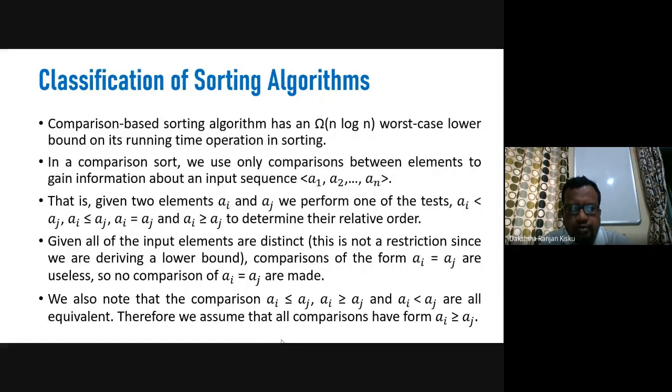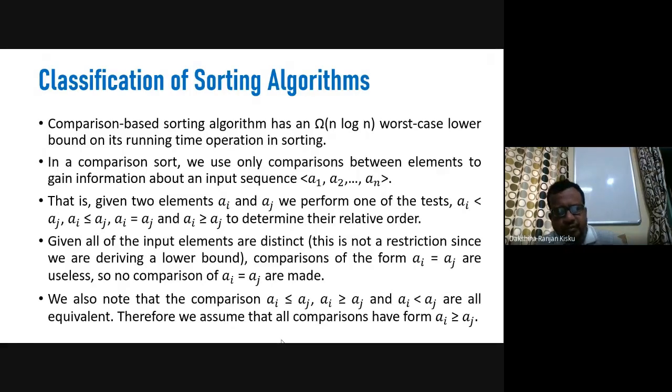Now, what are the different comparison based operations that we can perform on the sequence of elements? If two elements ai and aj are given, then we can perform one of the tests like ai less than aj, ai less than or equal to aj, ai equal to aj, or ai greater than or equal to aj to determine their relative order. Given that all the input elements are distinct, comparisons of the form ai equals aj are useless. Because all the elements are distinct in the input sequence, no comparisons of ai equals aj are used.